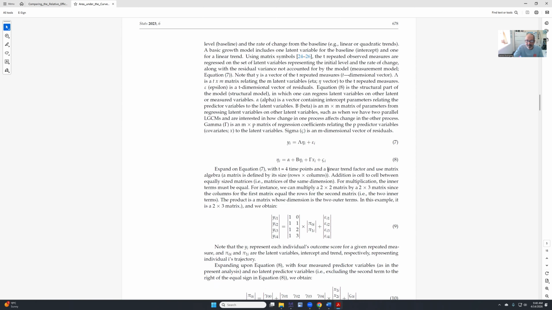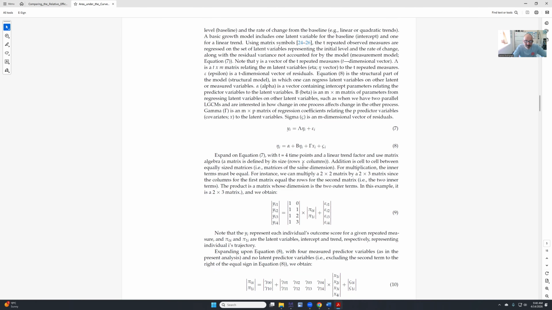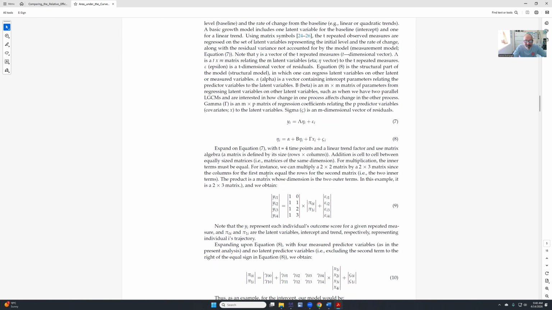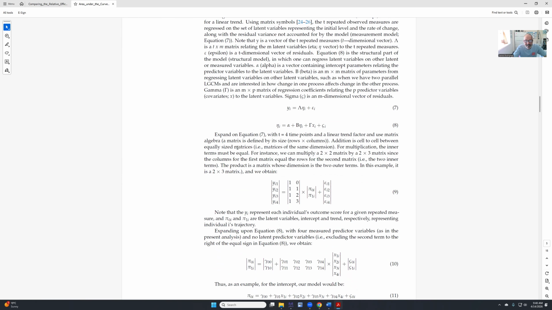And sigma, in this case, is another kind of sigma. Sigma is an M-dimensional vector of residuals. So these are different residuals, right? Residuals for the latent variables. These are residuals for the observed variables. If we expand upon equation 7, I love writing this kind of stuff, it's so much fun. We expand upon equation 7 with T equals 4 time points, right? Here it goes, time points and a linear trend factor, and use matrix algebra.